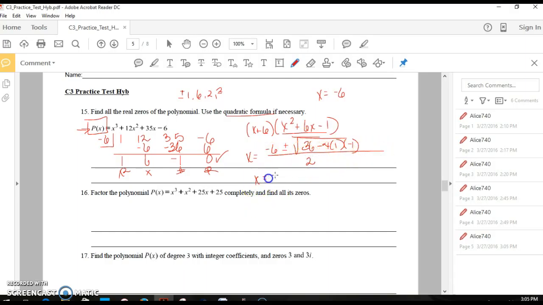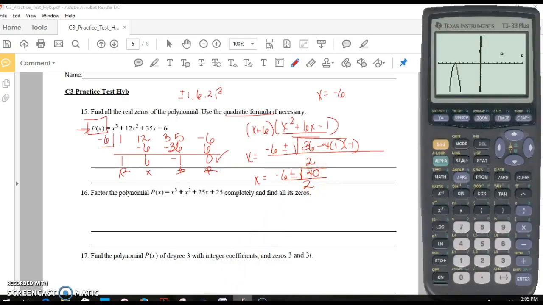And so we get negative 6 plus or minus the square root of, this is going to turn out to be a 40, over 2. So we're going to say that these are my two: negative 6 plus the square root of 40 over 2, and negative 6 minus the square root of 40 over 2. You can also simplify the 40 to a 2 radical 10.